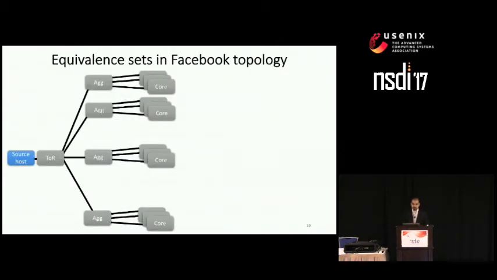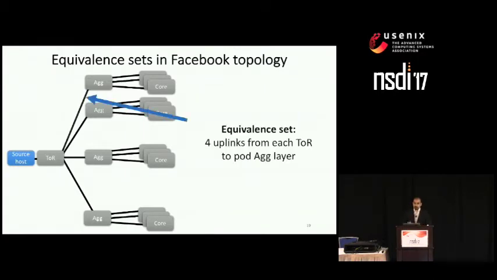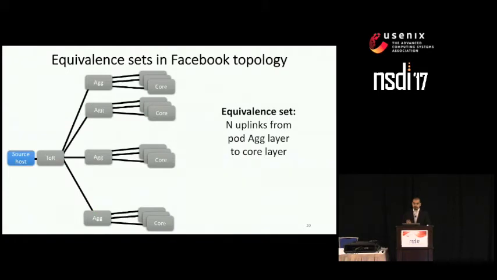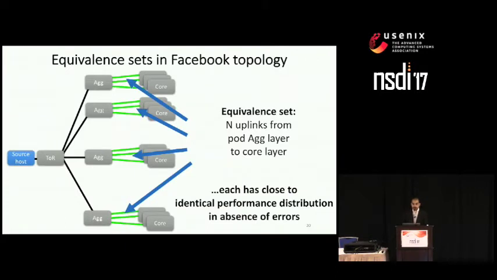To give some intuition on what this might look like in the Facebook topology, here's a simplified version of the topology diagram. Now, we're only looking at a single host and the pod that it's in. The one equivalence set that we can form are the 4 uplinks from each top of rack switch to the pod aggregation layer. And it turns out that these have close to identical performance distribution in the absence of errors. Another equivalence set that one might form are the uplinks from the aggregation layer up to the core layer. And the same property applies.